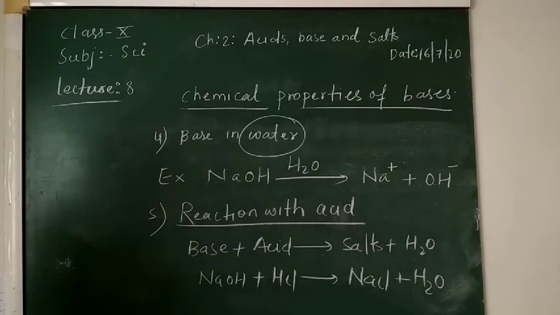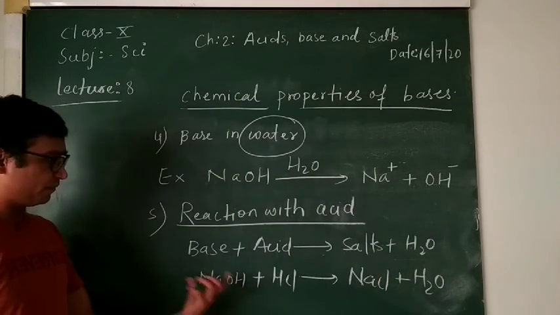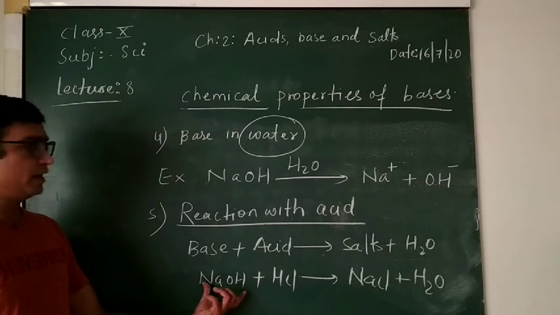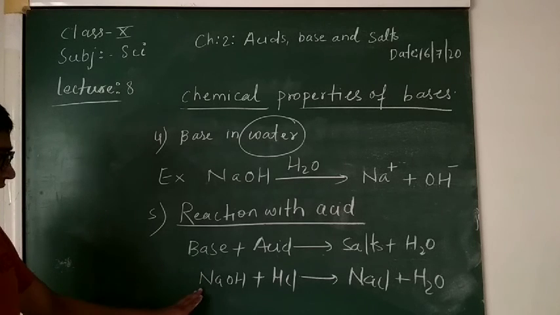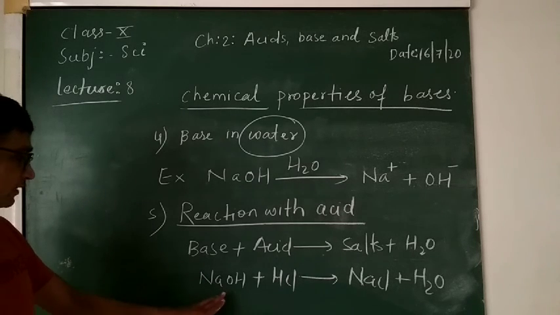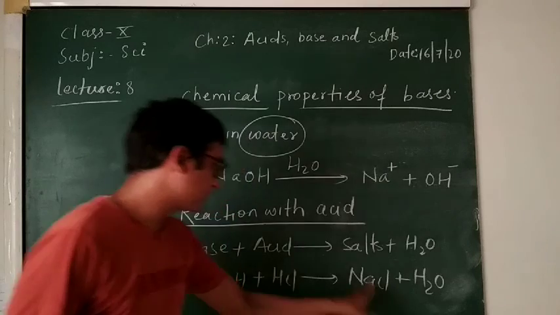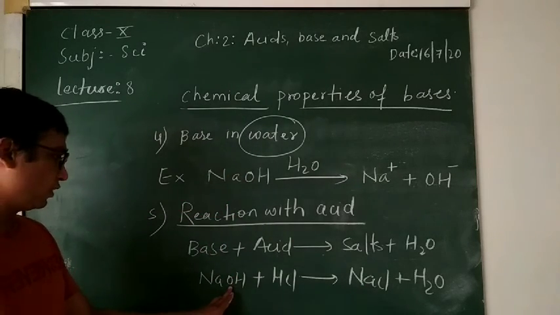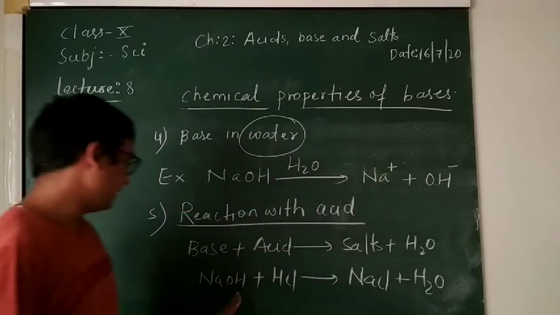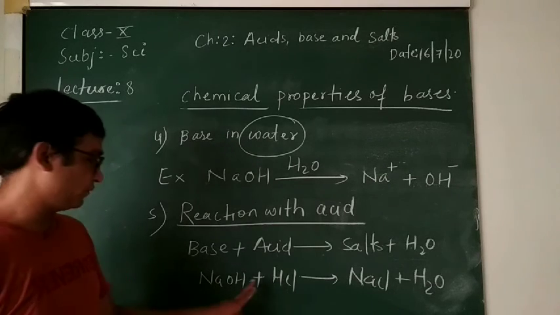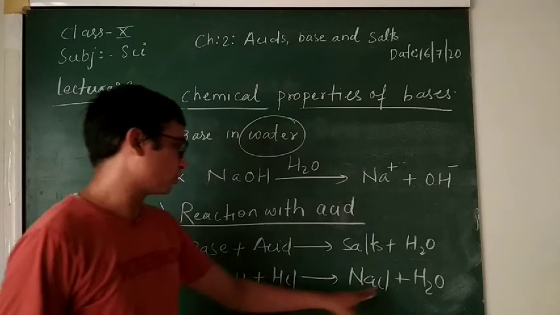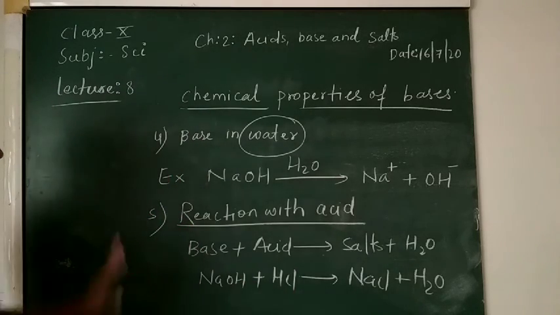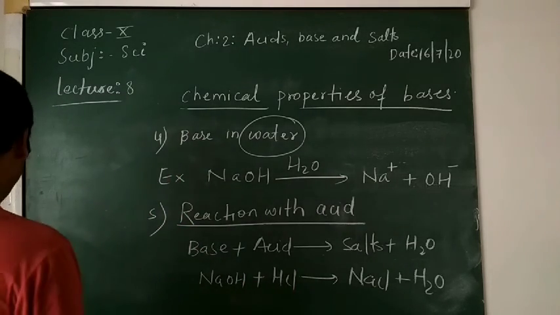Okay. If we need to balance this equation, we can balance it, but here there is no need to balance. It is already balanced. Sodium is 1, O is 1, H is 1 and H is 1, so hydrogen is 2. Chlorine is 1. So it is a balanced reaction.